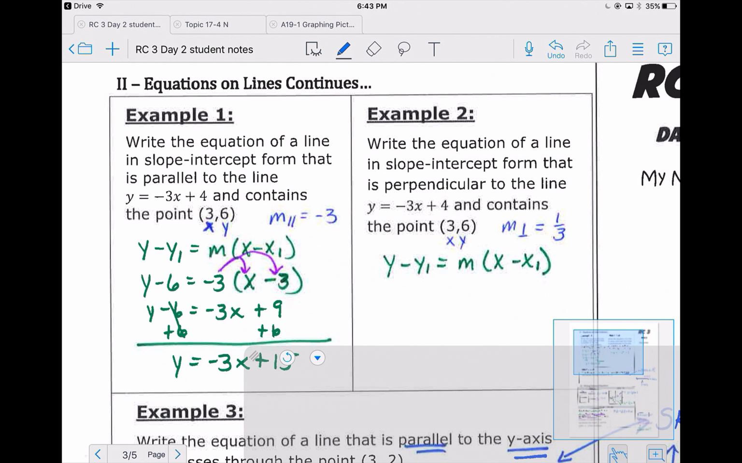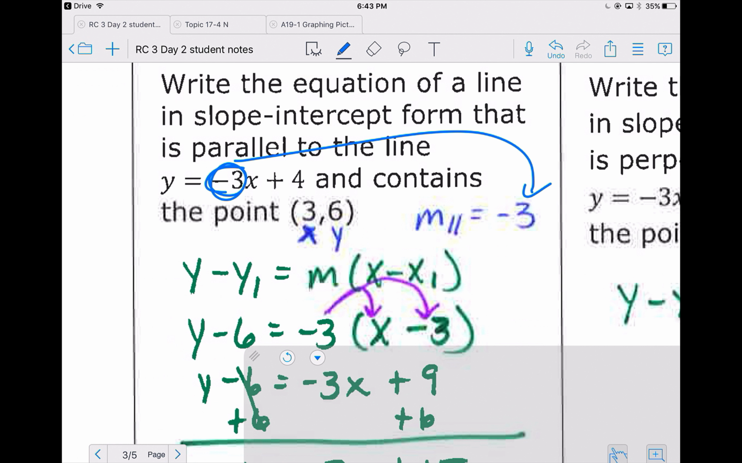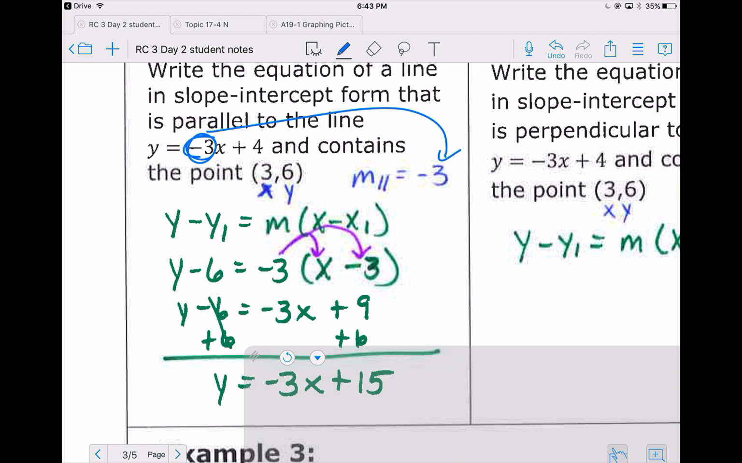So we have a couple different equations of lines, some examples here. First, example 1 asks us to write the equation of a line in slope-intercept form that is parallel to this line and contains this point. So if it's parallel, that would use the slope of -3 because parallel means the slopes are exactly the same. And then they gave me a point, and through parallel gave me a slope, so point and slope. So we plug into point slope. Y minus 6 equals my slope that is parallel, which is -3, x minus 3.